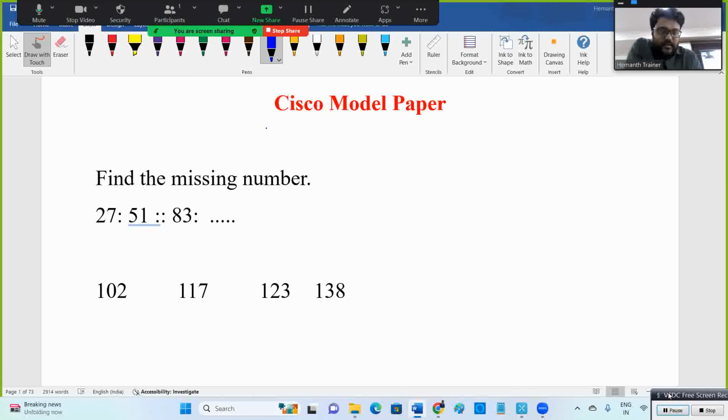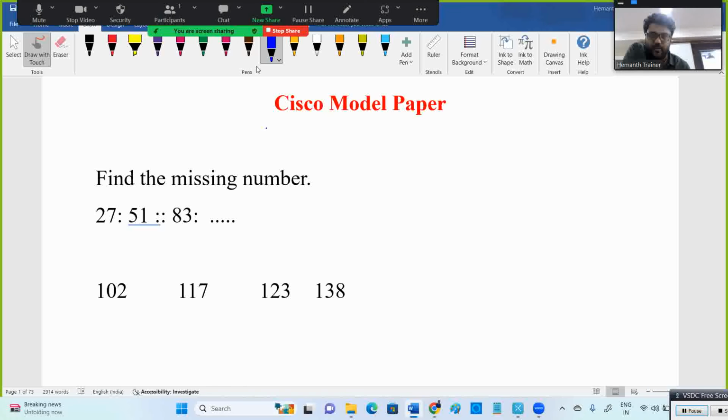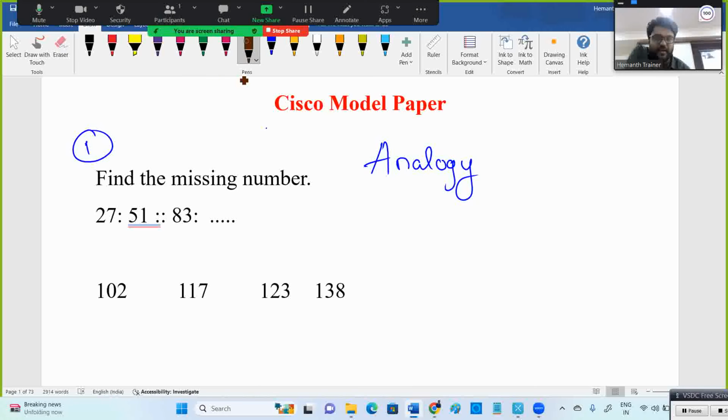Fine, so let's see about this set of questions related to quant and reasoning, both together. First question, what's the answer from your end? They have given 2751, 83. What is that? This is related to the analogy concept. In the first pair, they are applying some logic. The same logic we need to apply for the second pair. In the first pair, somehow they are related. The same logic you need to apply for the second pair as well.